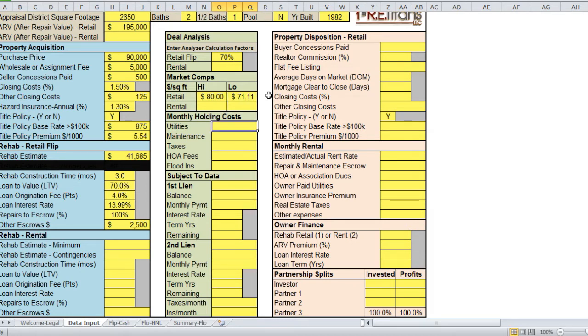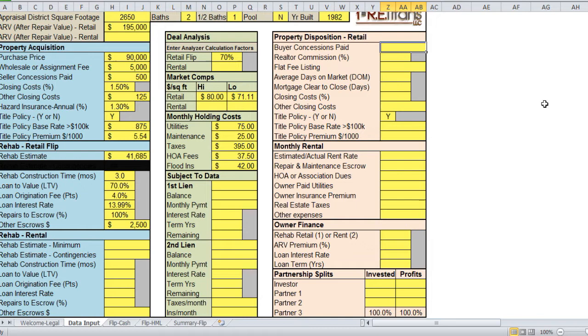Next, I want to enter our estimated monthly holding cost. We've estimated it's going to cost us $75 a month for utilities. Maintenance is going to be $25. Our taxes are estimated at $395 per month. We have HOA fees of $30.50 per month. And we get a flood insurance policy, and that's going to be $42 per month. So now we have entered all the data in there for estimating our monthly holding cost.